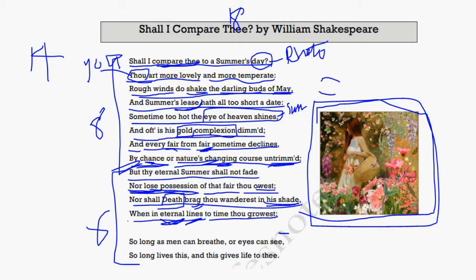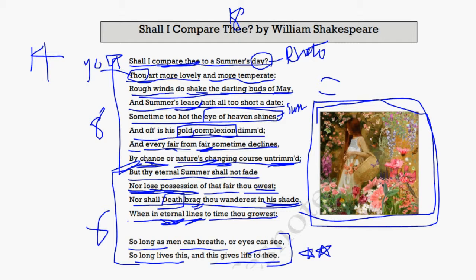Now we see the couplet. So long as men can breathe or eyes can see, so long lives this, and this gives life to thee. Very important line, very interesting line.